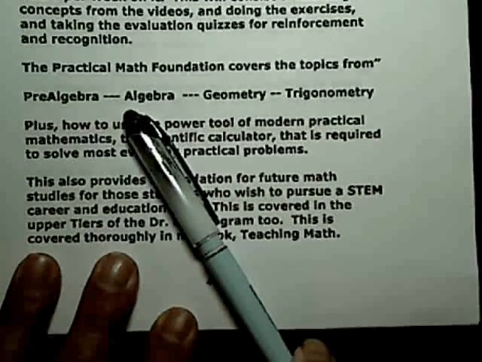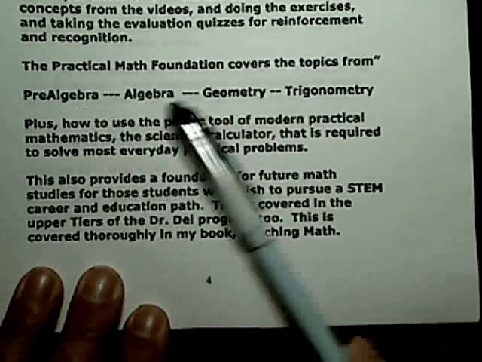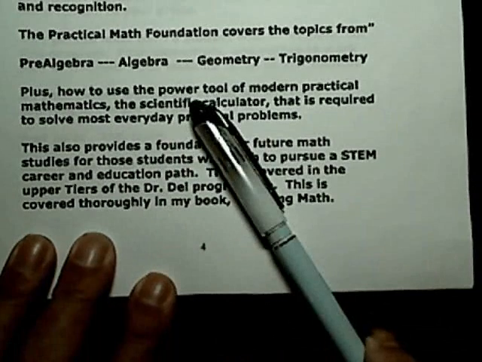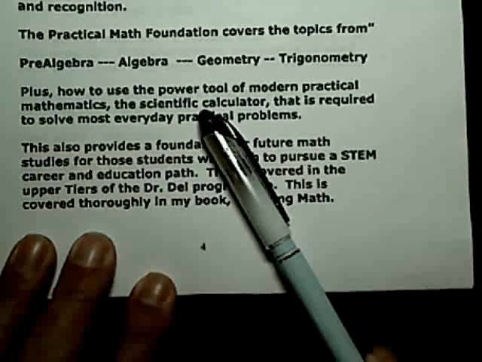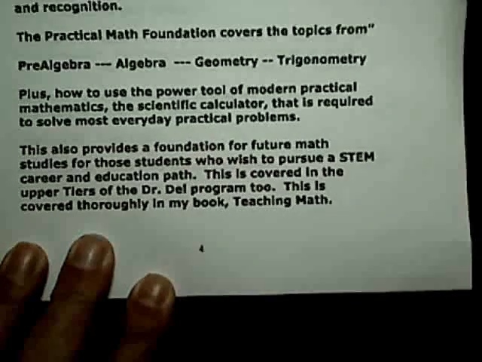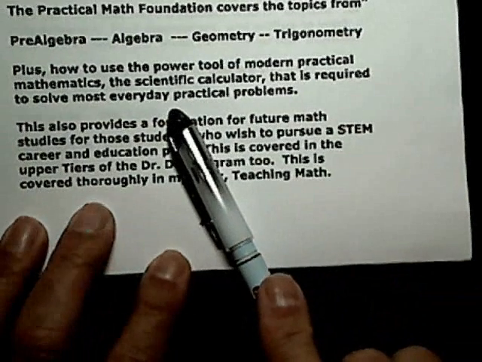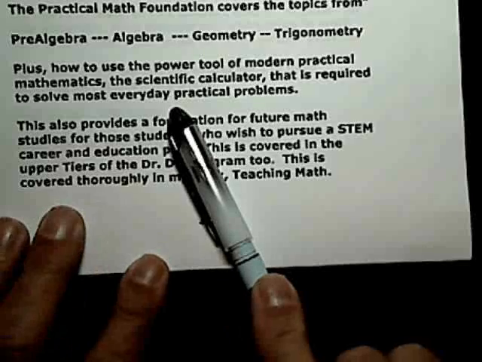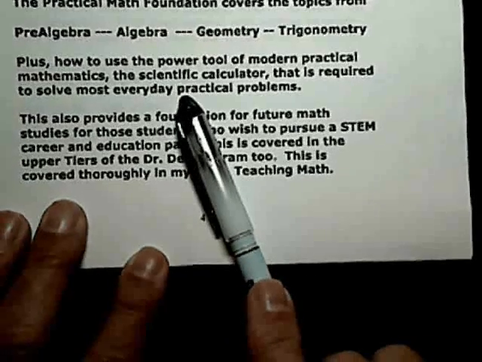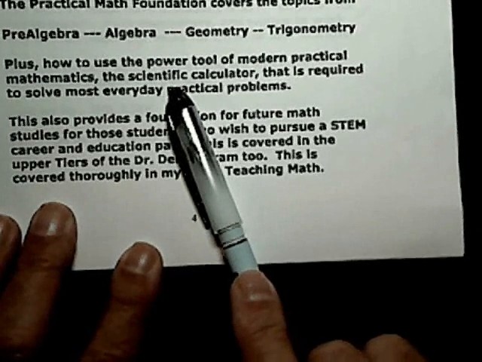As I already said once before, the Practical Math Foundation covers pre-algebra, algebra, geometry, and trigonometry. And also, very importantly, how to use a scientific calculator, which is the modern tool that's required in practical math. If you were going to go to work for me and do problems in technology that a typical industrial worker has to do today, I would expect you to be able to use a calculator and do those problems with that. The days of using manual methods and pencil and paper are long gone.